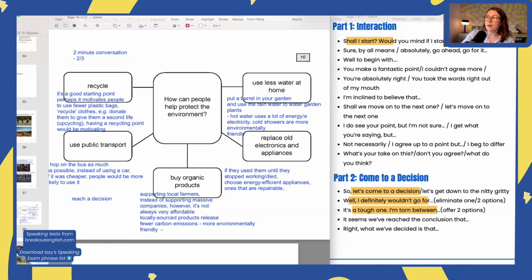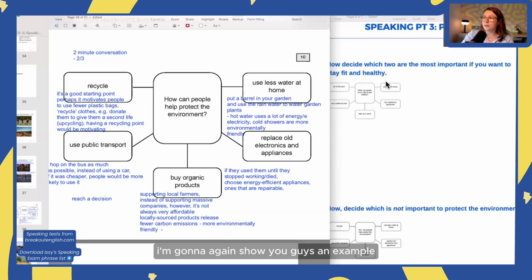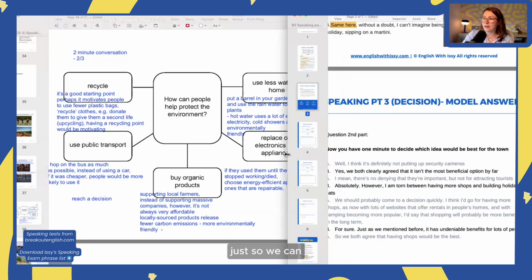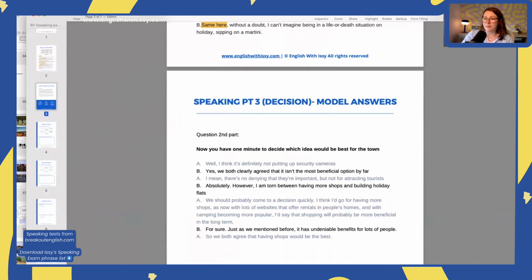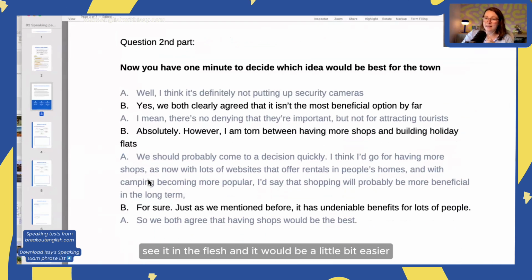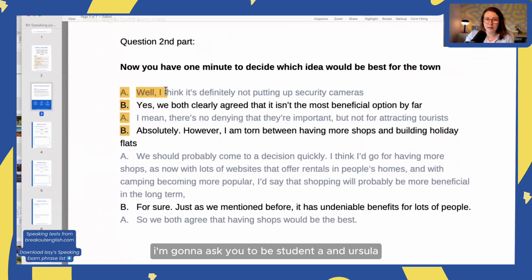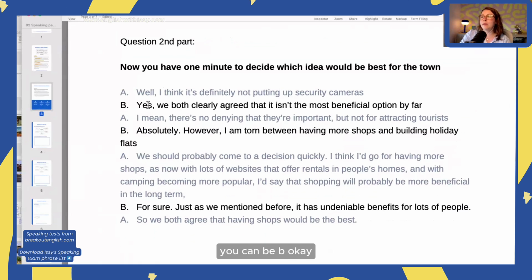Okay? I'm going to, again, show you guys an example of what an answer of this one would look like, just so we can see it in the flesh and it would be a little bit easier. So Michaela, I'm going to ask you to be student A and Ursula, you can be B.